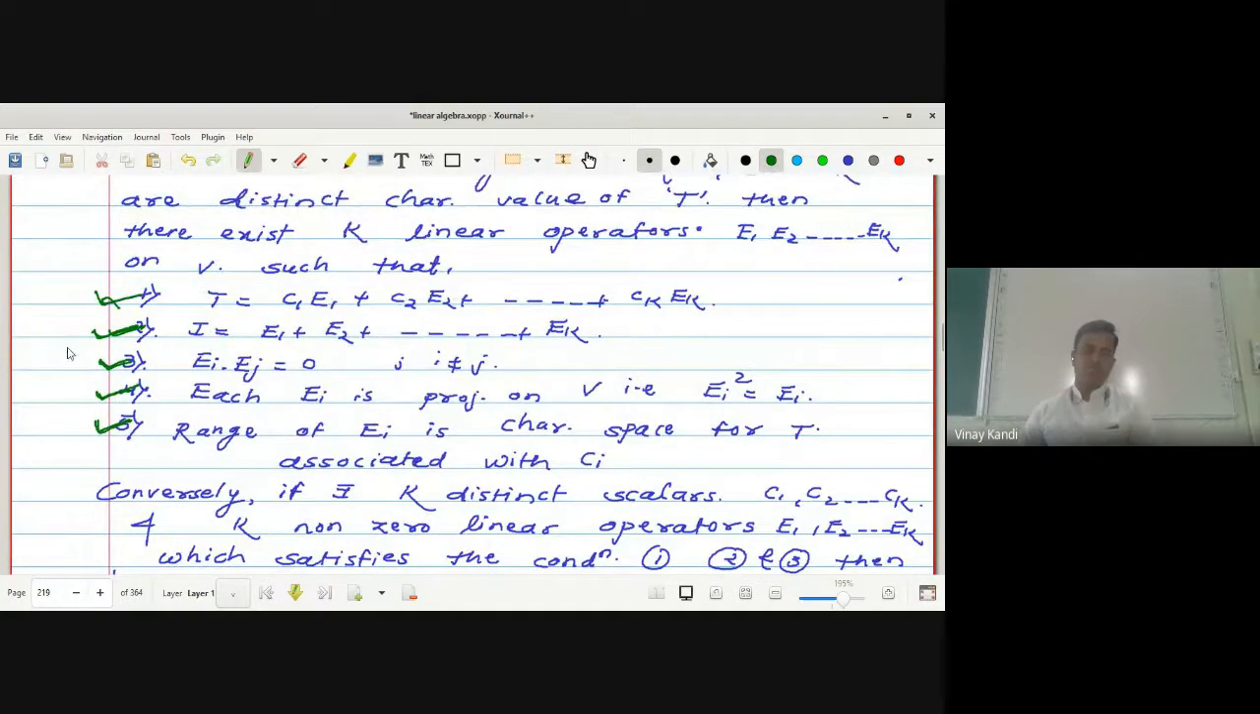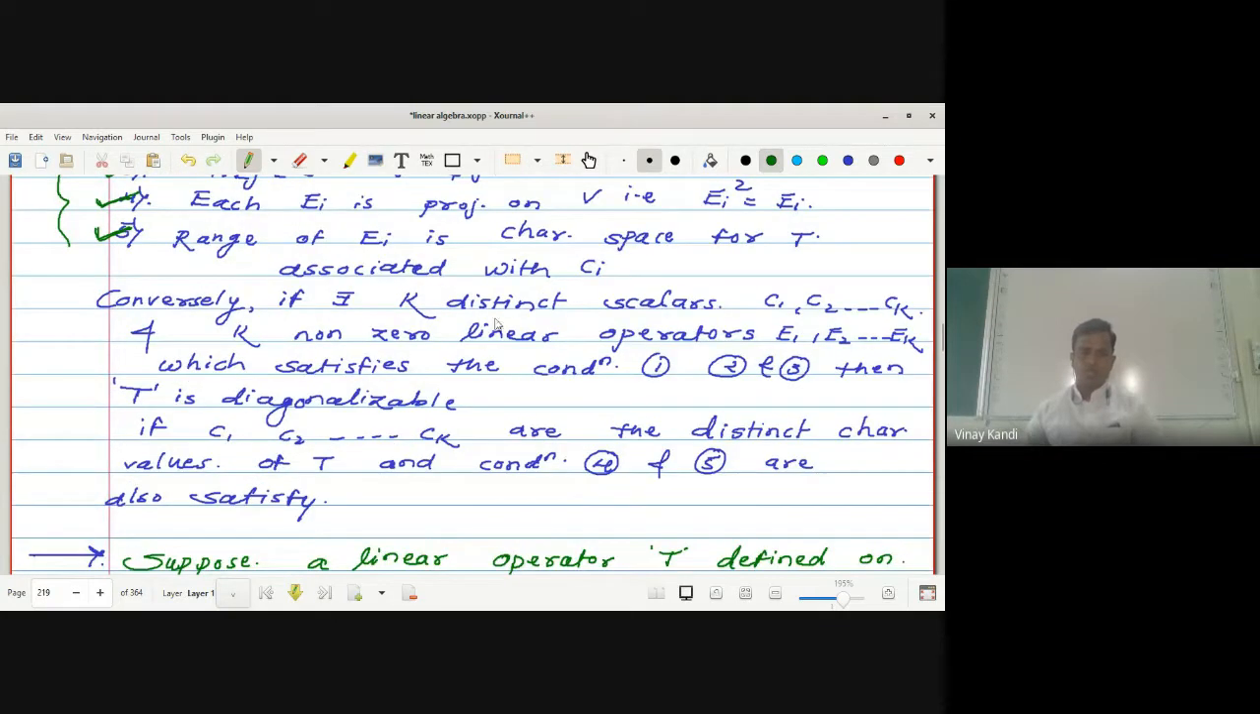The proof for this is the same as what was written in the previous theorem. Okay, now in the converse part, clearly we are going to assume that C1, C2 up to so on Ck are distinct scalars, and E1, E2 up to Ek are k non-zero linear operators on V. In the converse part, we are going to assume k distinct scalars and k non-zero linear operators E1, E2, Ek.